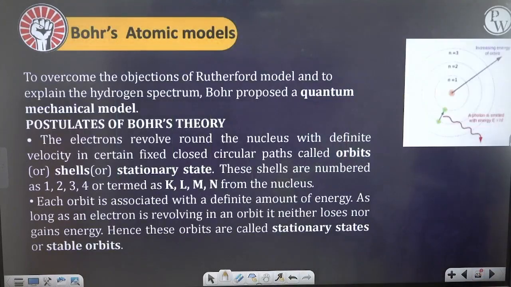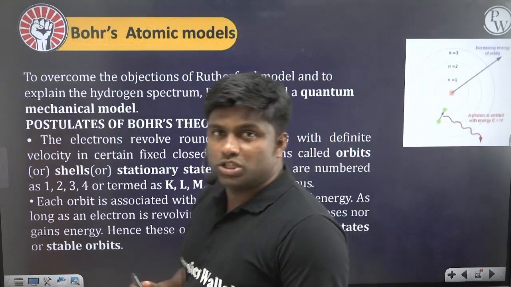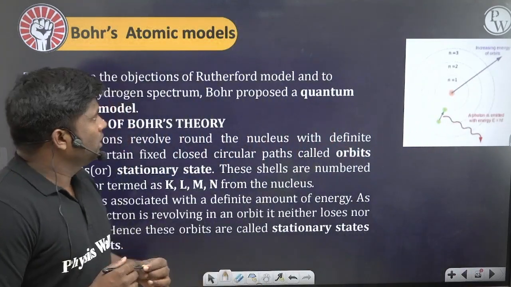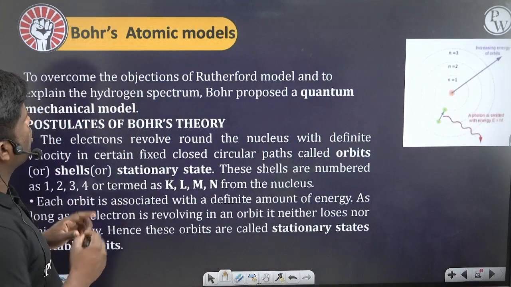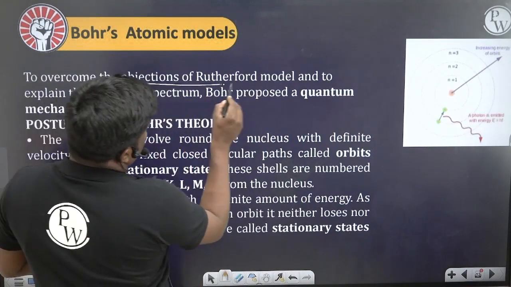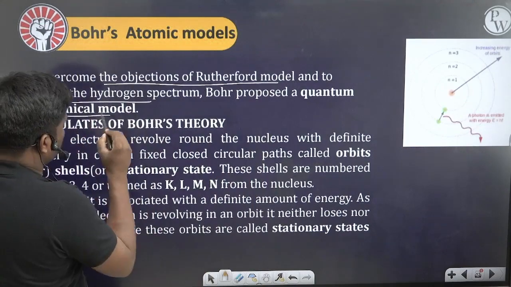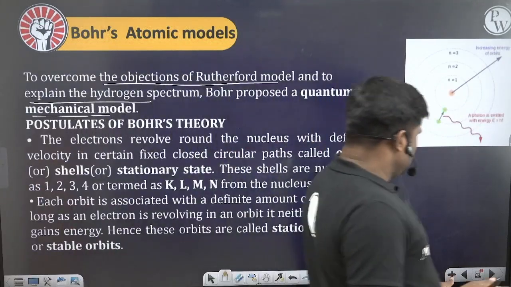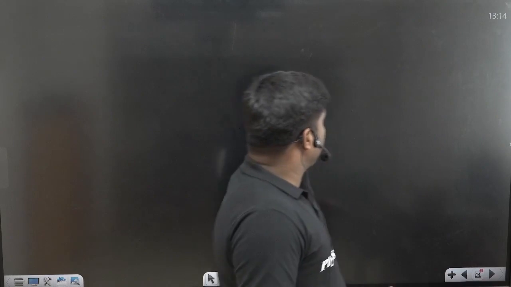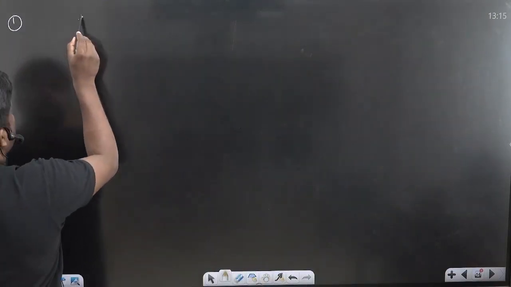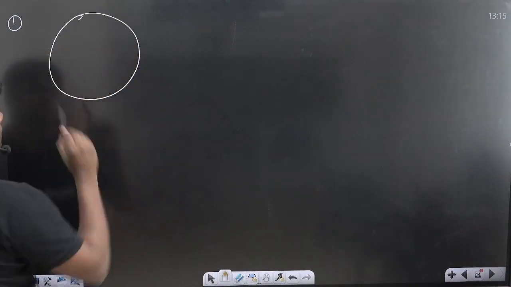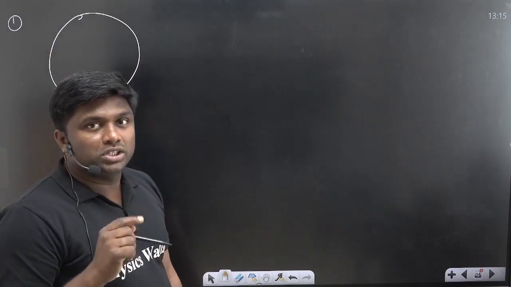Bohr's atomic model. The next topic is Bohr's atomic model. To overcome the objections of the Rutherford atomic model, Bohr explained a new model called Bohr's atomic model. According to Bohr's atomic model, the very first point is that the atom is a sphere-shaped particle.